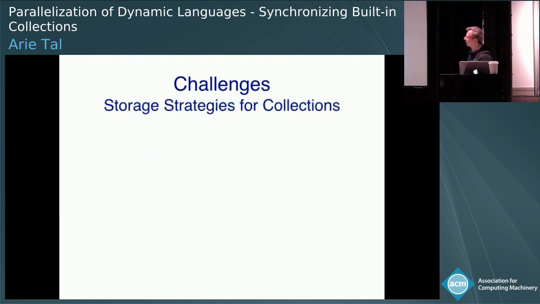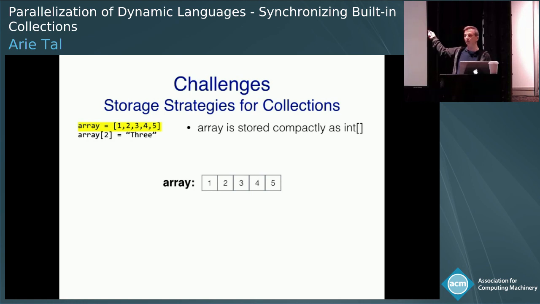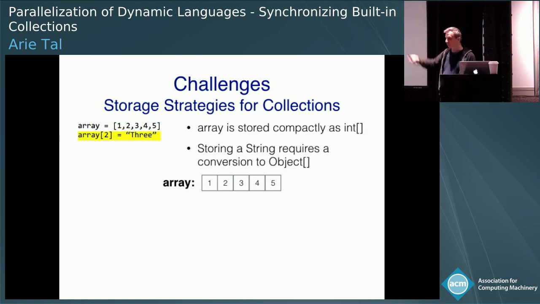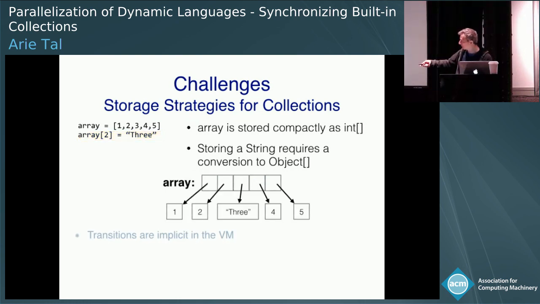Another challenge is storage strategies. Storage strategies is an optimization that defines for collections how to behave in certain scenarios. For example, if we store only integers into an array, a storage strategy could say, store it as an int array, because we only use integer values in there. And it will work faster than, say, an array of pointers to objects. However, as soon as we store a string into the array, because dynamic languages are typeless and they allow that, we will have to convert the array into an array of objects, in order to accommodate the polymorphism.